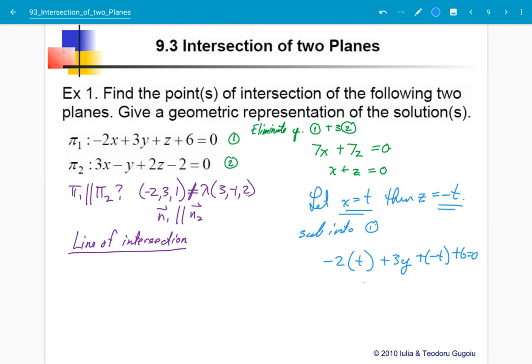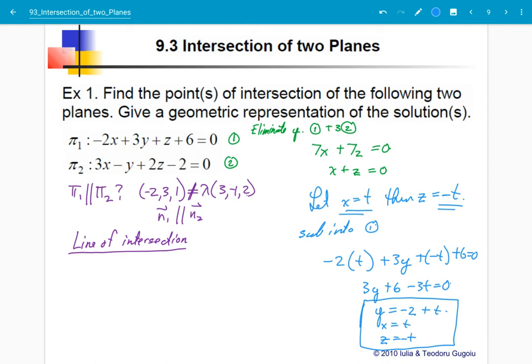So 3y plus 6 minus 3t is equal to 0, and y is equal to negative 2 plus t. And x is equal to t, and z is equal to negative t. I'm just writing down the parametrics I had before. There's the equation of the line of intersection.